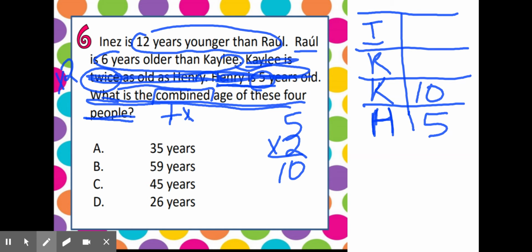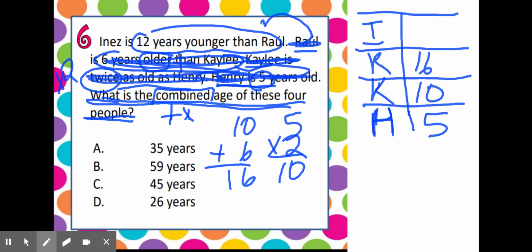Now I'm going to go to the one right before that. Raul is 6 years older than Kaylee. Well, if he's older than her, then that means I'm going to add. So I'm going to take Kaylee, which is 10, and add 6. And that gives me 16 for Raul. And then I'm going to cross it out as I move my way back up to the first sentence. Inez is 12 years younger than Raul. Well, if she's younger, that's going to mean minus. So I'm going to take Raul, which is 16, and minus 12. And that makes her 4.